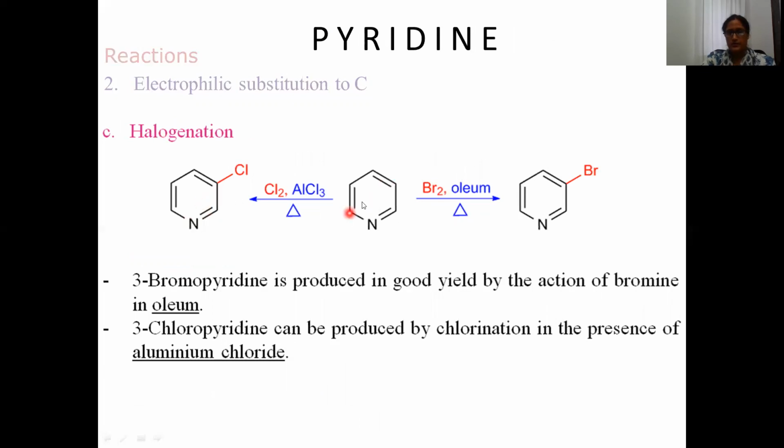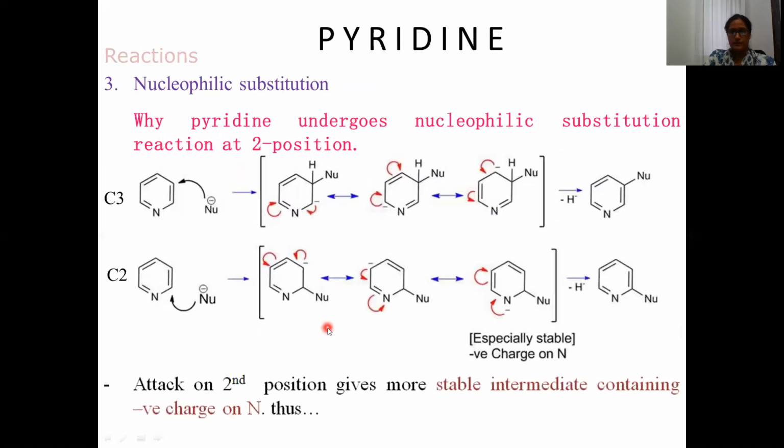And halogenation of pyridine is done under different conditions for bromination and chlorination. Here aluminum chloride is responsible for the chlorination, and for bromination oleum is required. So 3-bromopyridine is produced in good yield by the action of bromine in oleum. And 3-chloropyridine is produced in the presence of aluminum chloride.